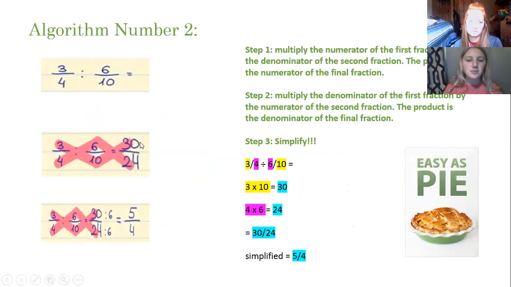And then step 2 would be to multiply the denominator of the first fraction with the numerator of the second, which becomes 24. That number is then the denominator of the final fraction. So you can see, and then the final step would be to simplify the fraction.